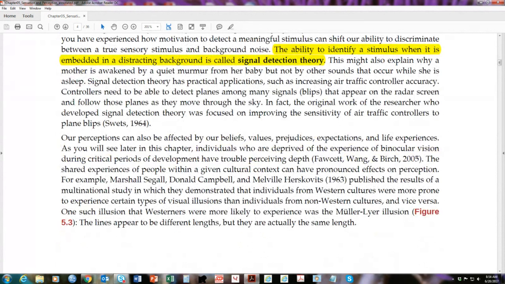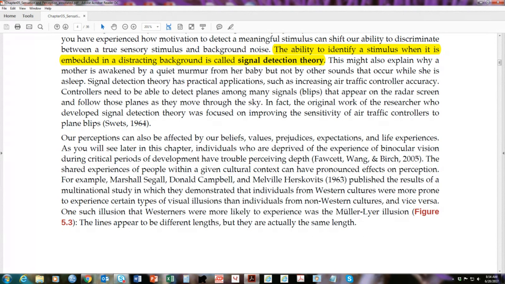Signal detection theory is an approach to studying the sensitivity of sensory systems, as well as the interpretations that people make, the perceptions that people have of a sensory stimulus. And the idea is a stimulus that's in a distracting background is presented. So the stimulus is at some detectable level, and the stimulus level itself can be adjusted up or down, so it's more intense or less intense, but the background can also be adjusted up or down, so that the signal is embedded in a distracting background.